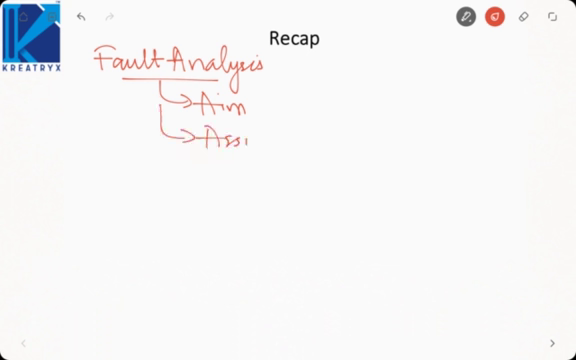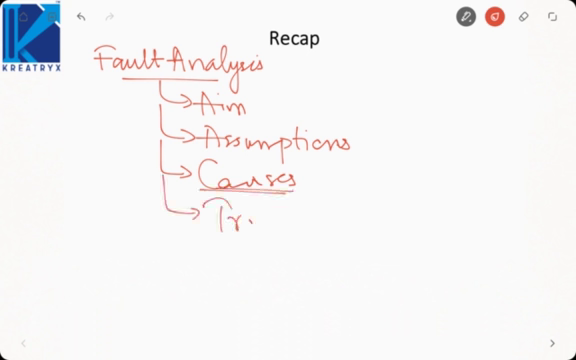Then we saw various assumptions that we make in case of fault analysis, like the generator is modeled as an EMF source in series with a subtransient reactance. We neglect any changes in frequency, those sort of assumptions. Then we saw causes of short circuit fault. Then we saw transients in the transmission line due to short circuit fault.